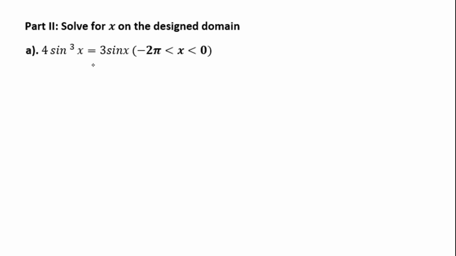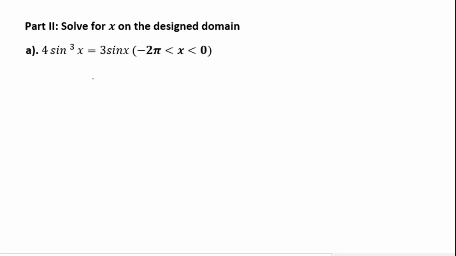Let's go to part 2. Solve for x on the given domain. For a, 4 sine x cubed equals 3 sine x, where x is greater than negative 2 pi and less than 0.